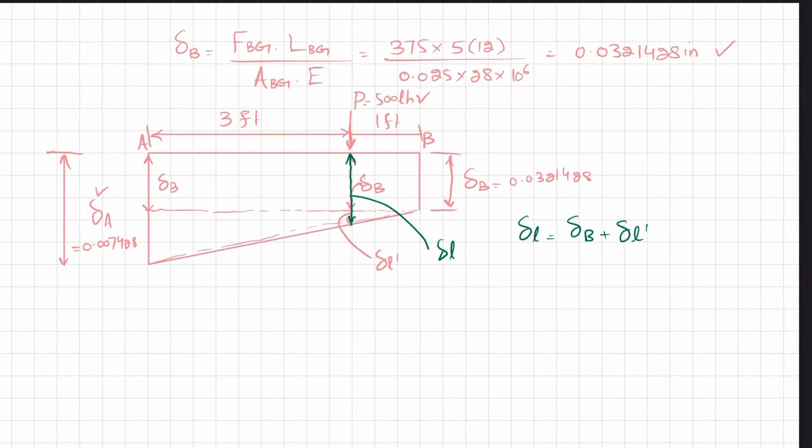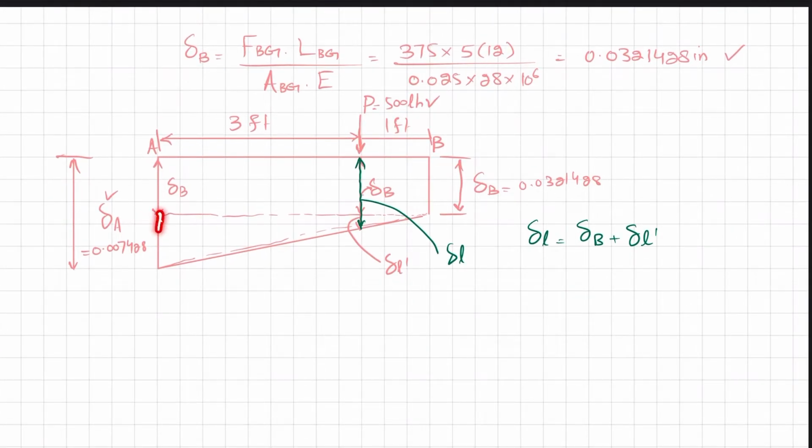Again you can see that we have two similar triangles. One is this triangle and the other one is this triangle. So by using similar triangles we will find this. Del L dash over 3, because this is at a distance of 3 feet, is equal to 0.0247143 over 4. Okay, so what I have drawn is 3 feet at point B, at point A.